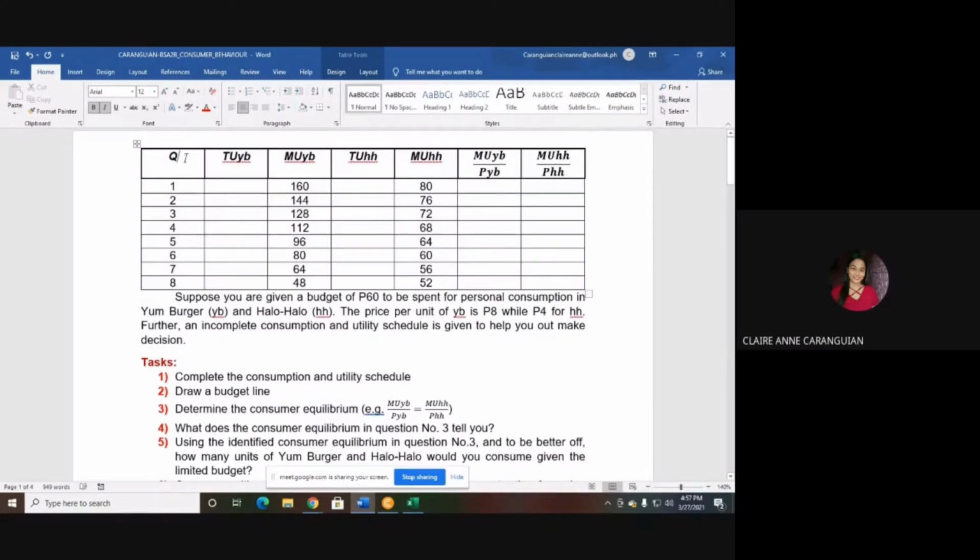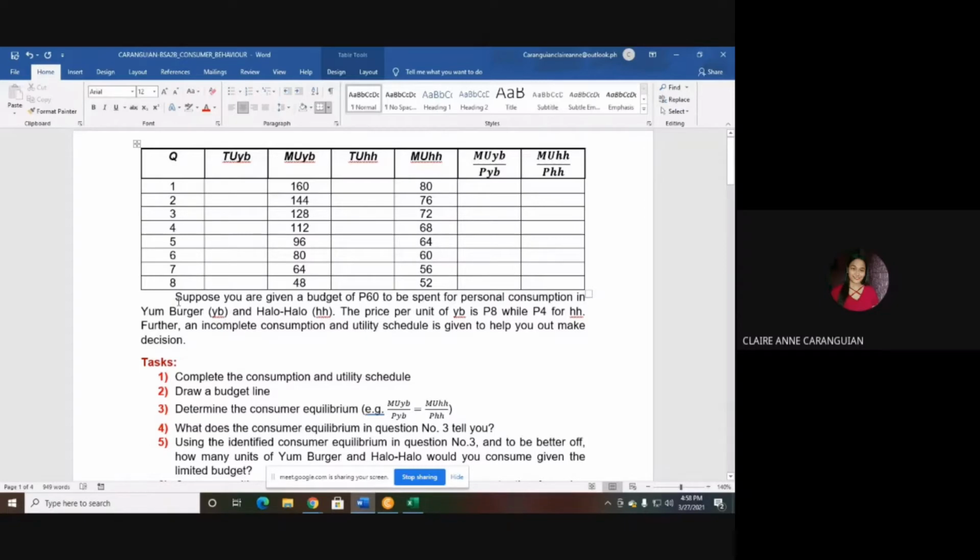Here are the givens. For Q, we have quantity 1, 2, 3, 4, 5, 6, 7, 8. TUYB is not yet complete, and MUYB is given, the marginal utility for hamburger. Only the marginal utility for hamburger and the marginal utility for Halo Halo are given. So we are going to complete the whole utility schedule.